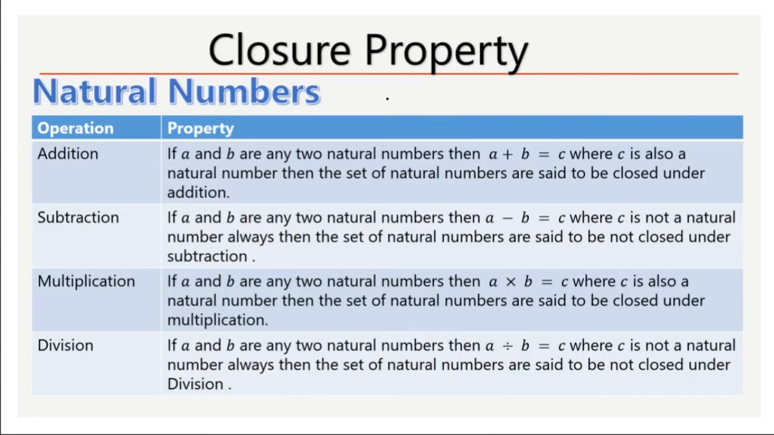We will take up closure property in the set of natural numbers. As we know, there are 4 operations. We shall discuss the closure property of natural numbers under the operation addition. If a and b are any two natural numbers, then a plus b is equal to c, where c is also a natural number, then the set of natural numbers is said to be closed under addition.